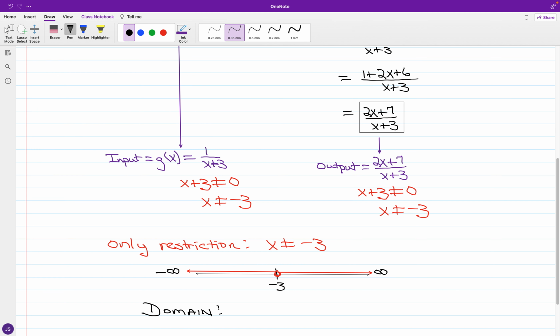So in the case of the domain, at the lower end we have those values of x less than negative 3, and at the upper end, for the ray going to the right, we have those values of x greater than negative 3.